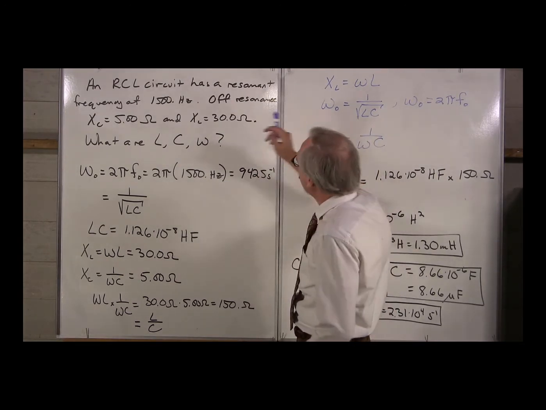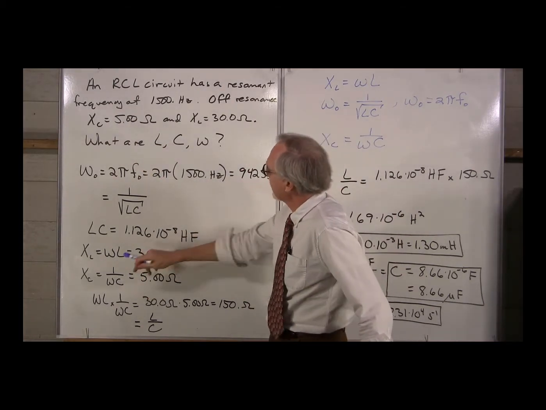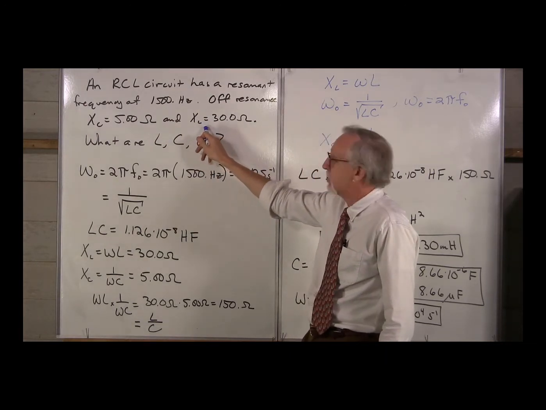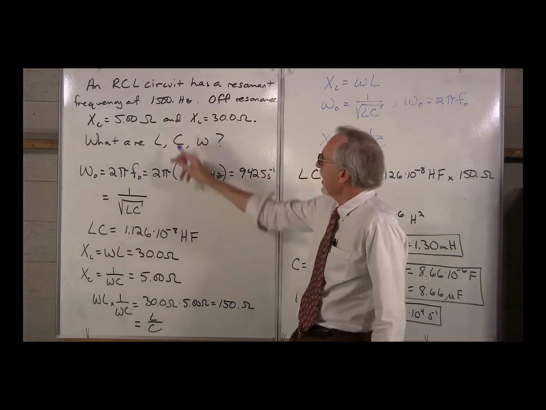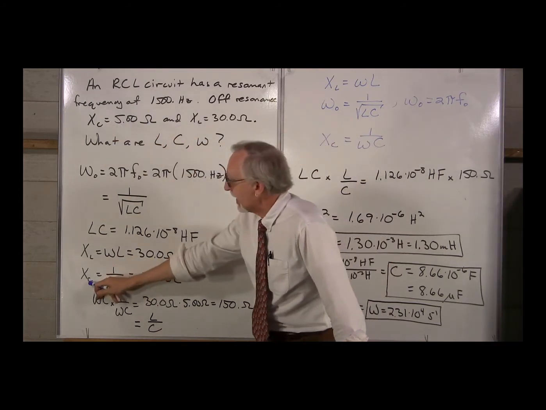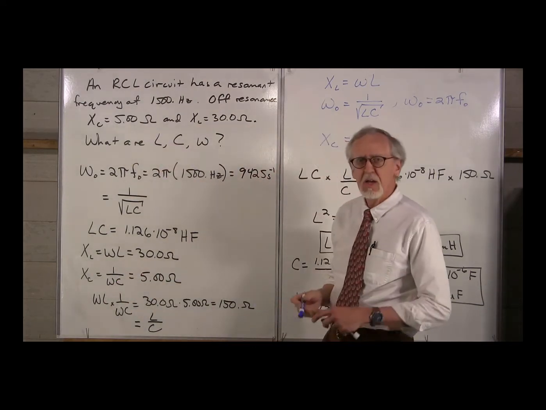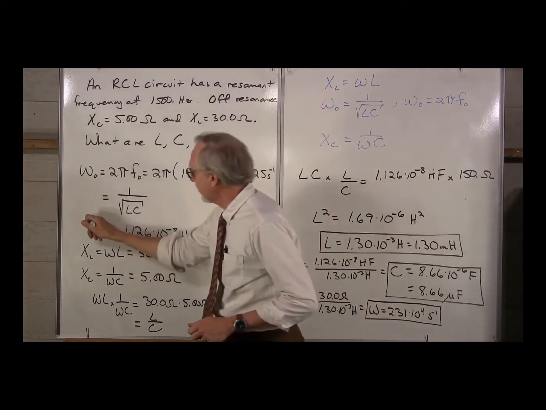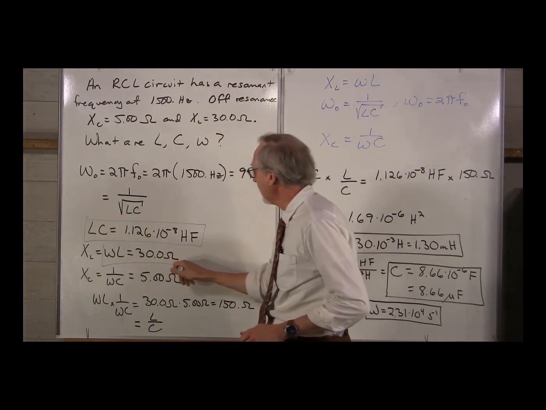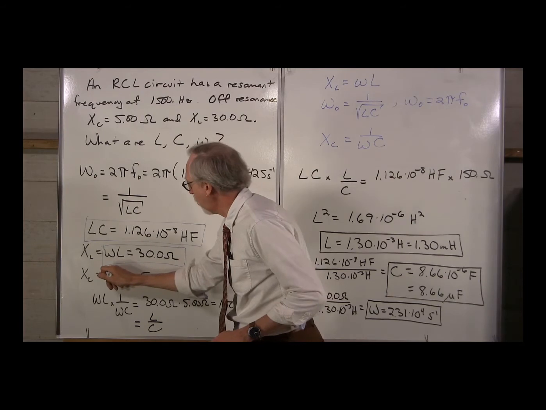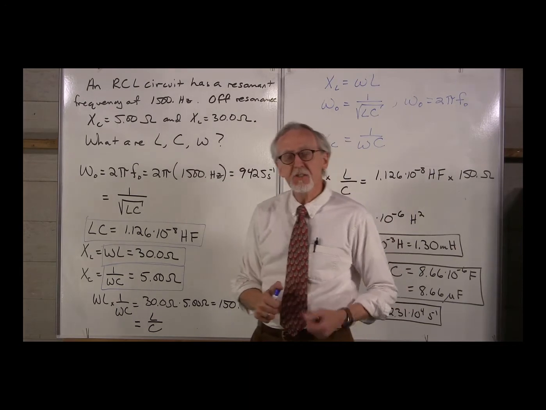We also know the capacitive reactance for a different frequency. Actually, I wrote down the inductive reactance. We know the inductive reactance at a different frequency is 30 ohms. We know X sub L is omega L, and that's 30 ohms. And the capacitive reactance at that same different frequency is 1 over omega C, and that is 5 ohms. What do we have? We've got three equations. LC equals that value. Omega L equals that value. And 1 over omega C equals that value. We've got three equations and three unknowns.